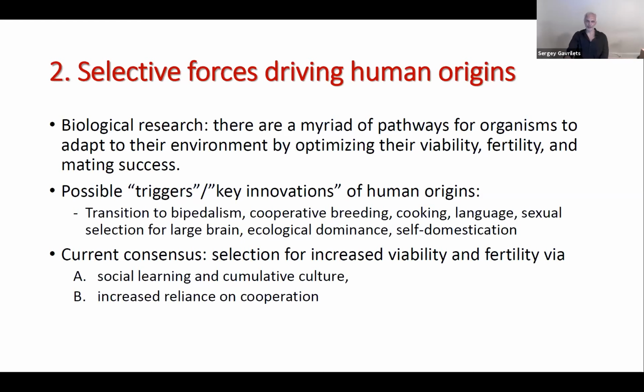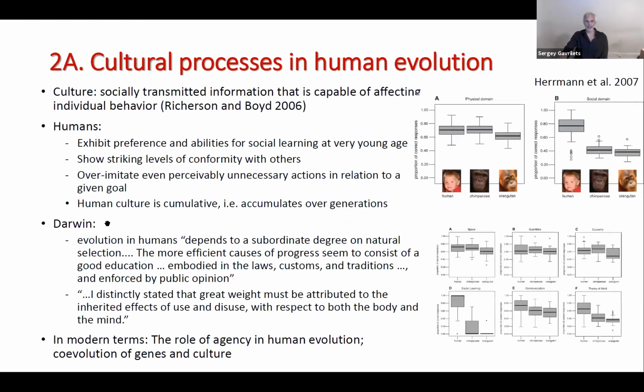So next I will look at these two. So culture, what is culture? Well, there are many different definitions. One that Pete Richerson and Rob Boyd advance is socially transmitted information that is capable of affecting individual behavior. Humans exhibit a preference and abilities for social learning at a very young age.